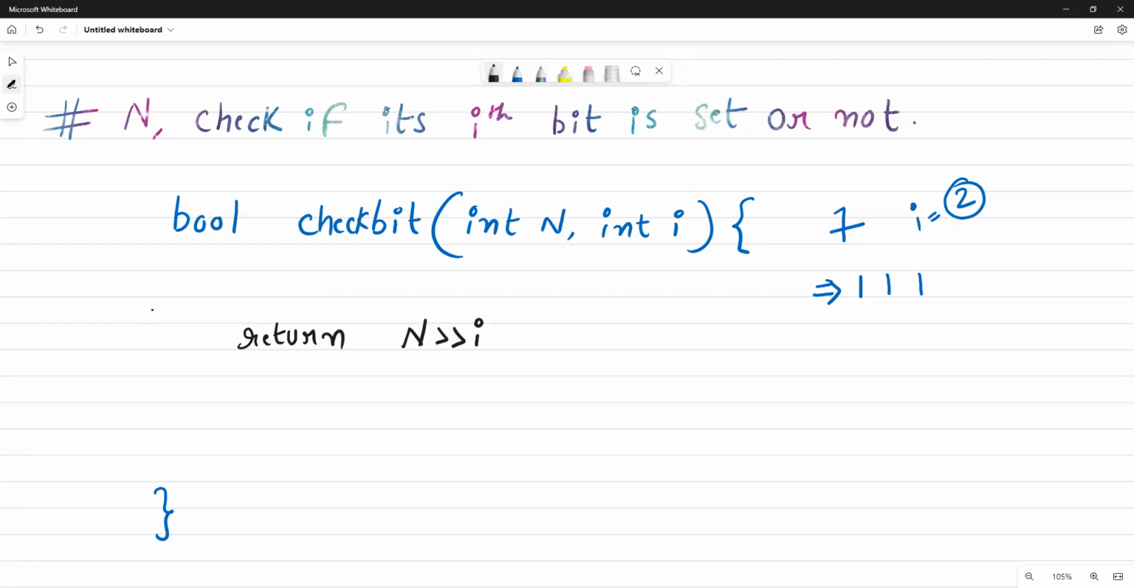If you do the right shift of n for I times, whatever bit is there will reach the end. If you do AND on it, if the bit was set, it is going to return you 1 only. That means the bit was set. And if by any case this was 0, it is going to return you false. That means your bit is unset.